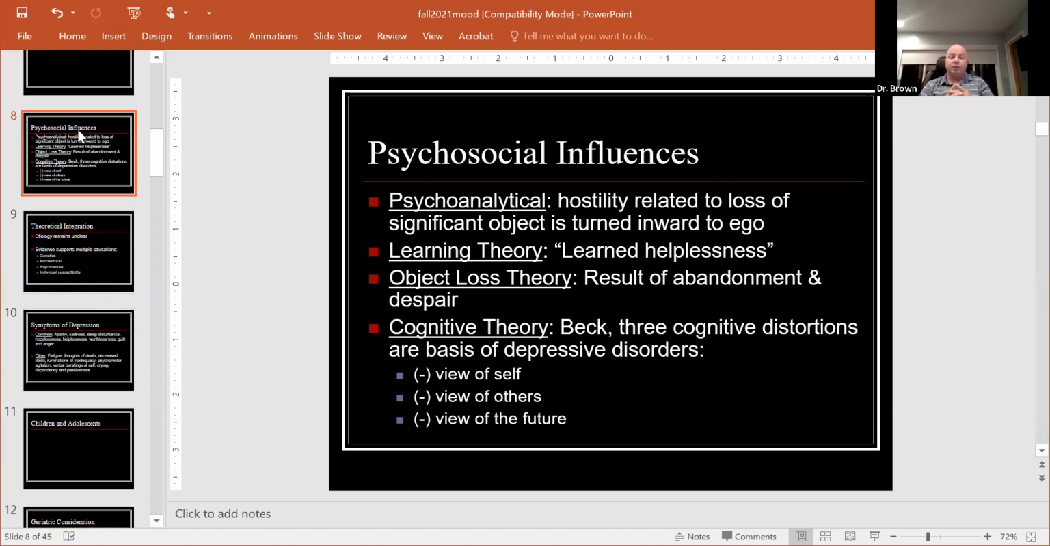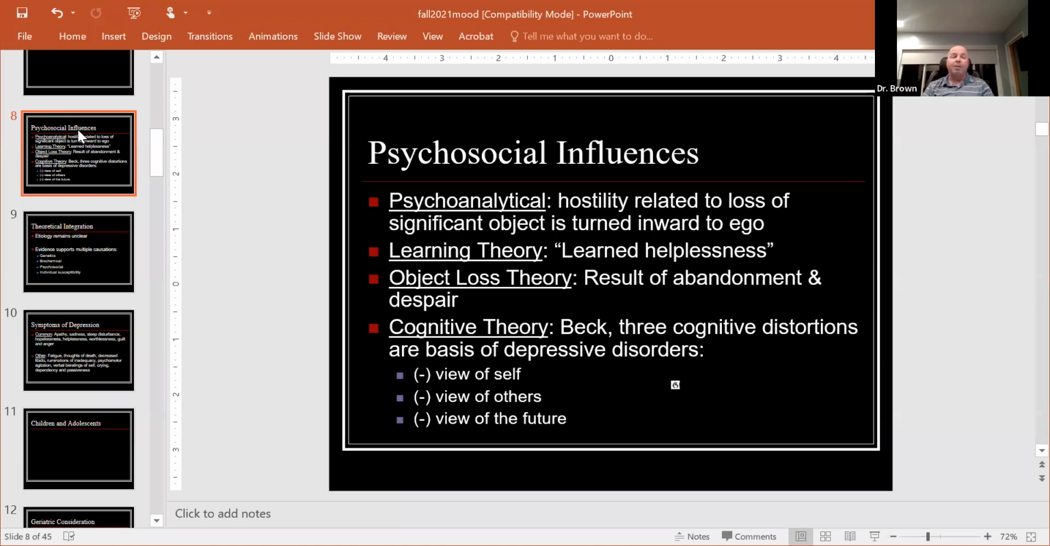Psychosocial influences as well. Learning theory, learned helplessness. We live in a society where it's very fast paced. And what happens, those of you that have kids, you want them to tie their shoes or whatever, but sometimes they'll say, well, if I don't tie my shoes, my mom or dad's going to tie them anyways. So I say I can't do it. I feel helpless.